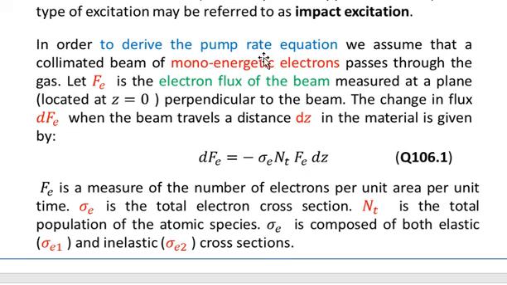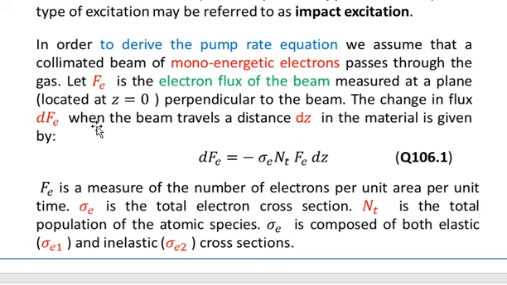In order to derive the pump rate equation, we assume that a collimated beam of monoenergetic electrons passes through the gas. Let Fe be the electron flux of the beam, measured at a plane located at z equal to 0, that is, at the starting point of the active medium rod or active medium cylinder or the container containing active medium, perpendicular to the beam. So we have defined Fe at a plane which is perpendicular to the beam.